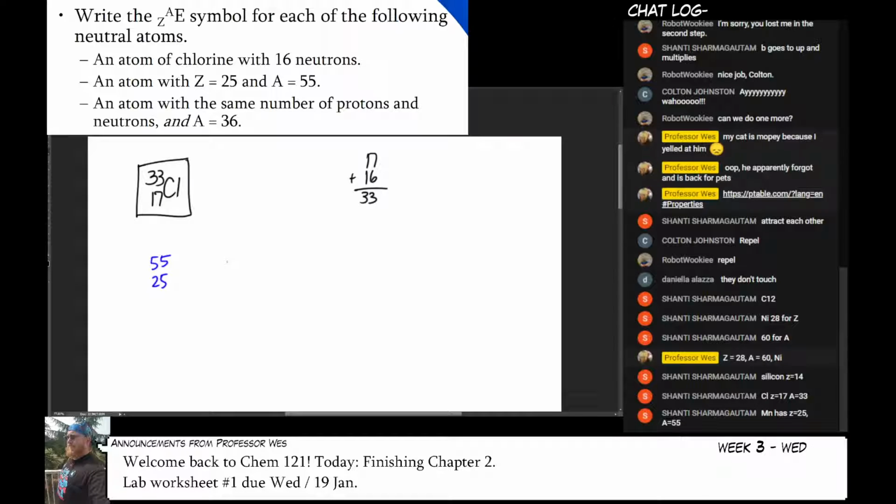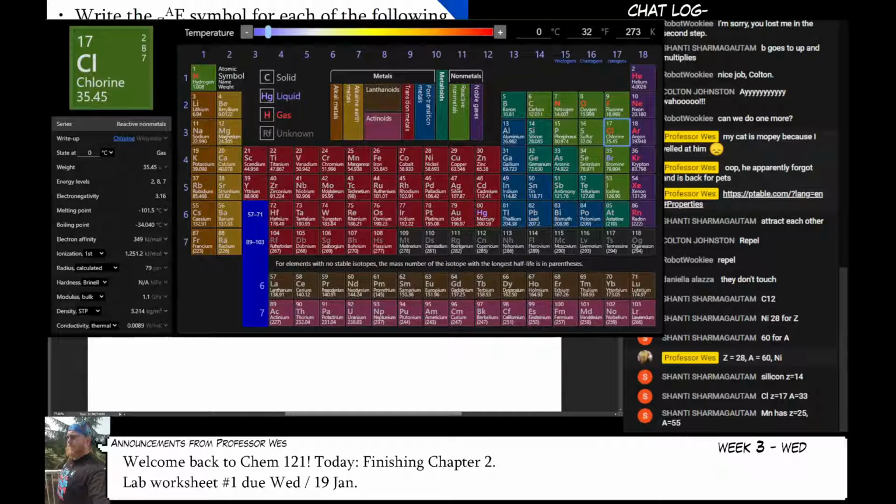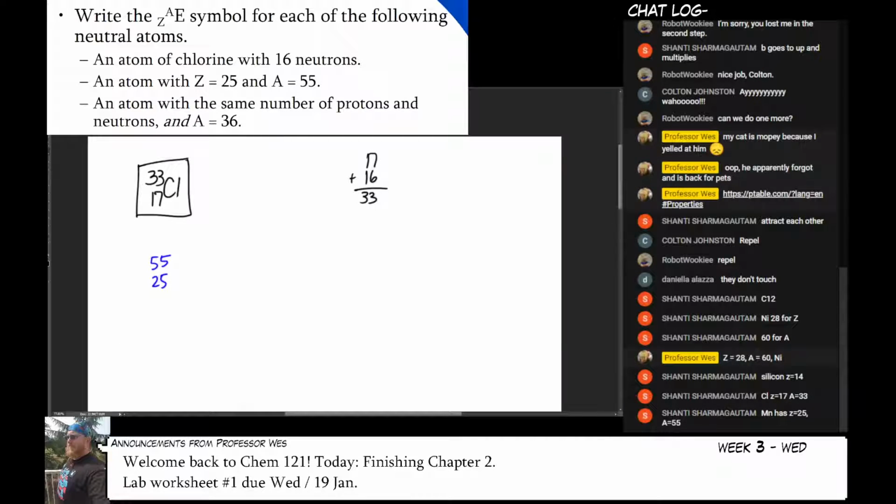Then I have to write down the symbol, and I have to figure out which element is number 25. So if we go back to the periodic table, which one is it? Where's 25? Hey, there it is. Mn, or manganese. So that would be the answer to number 2.